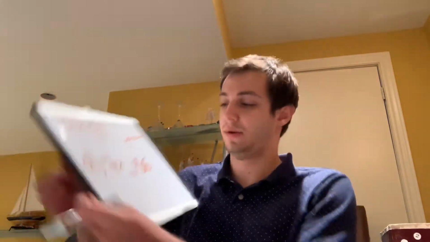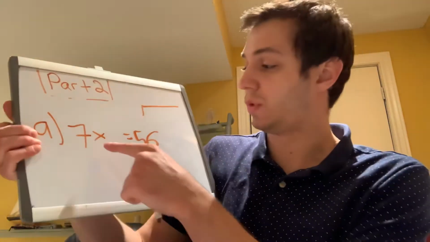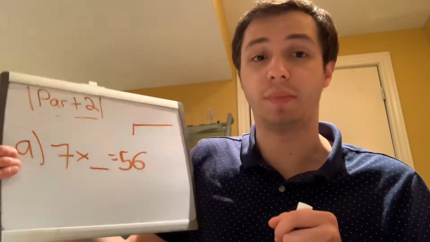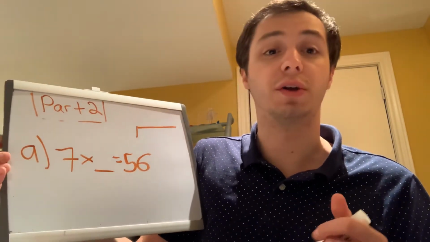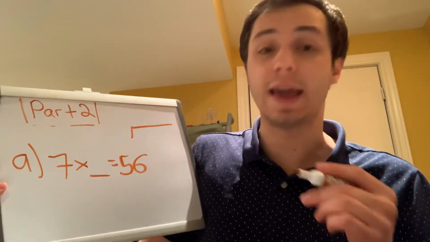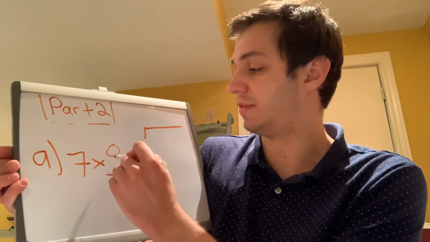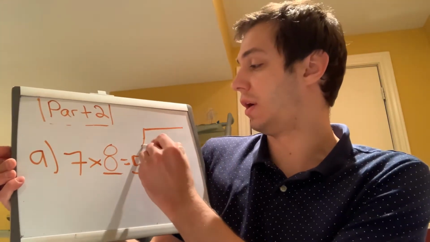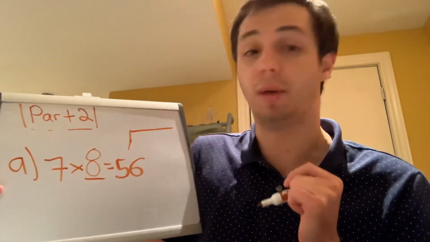Let me just write that down. And then here we are. Right, 7 multiplied by what number will give us 56? We can skip count by 7s. You can look at your multiplication chart. Right, we know that 7 multiplied by 8 will give us 56. And now we have to organize it in our division problem.